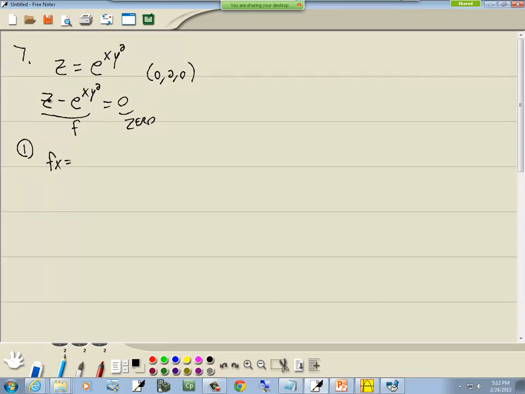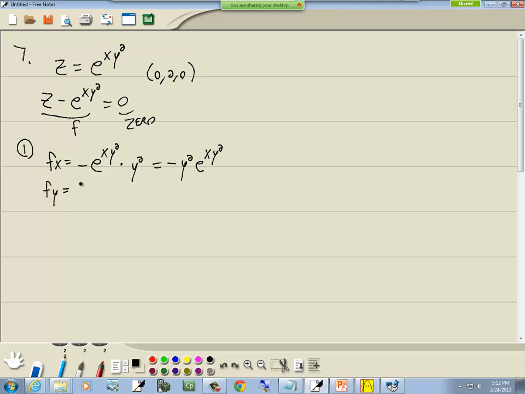Well, the z drops away because I'm taking partials with respect to x, and this becomes a negative e to the xy squared times the derivative of the exponent with respect to x. Well, the y squared is a constant, so it stays. The derivative of x is 1, so this will just be a y squared. Which gives us negative y squared e to the xy squared.